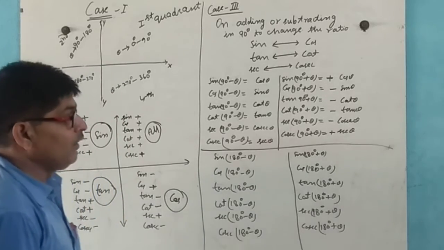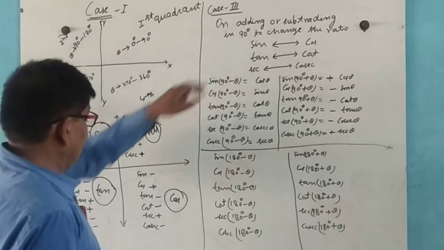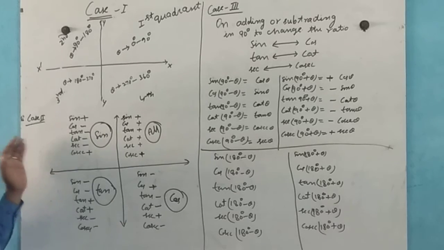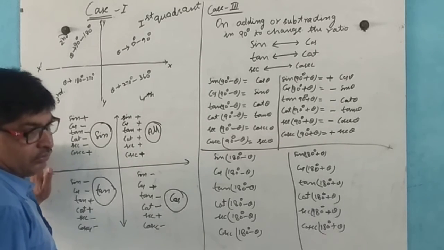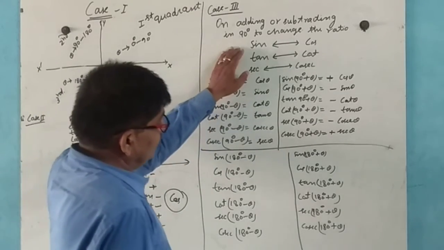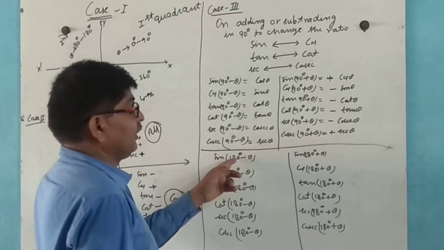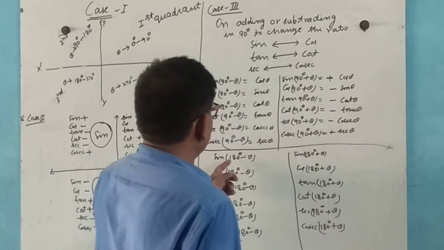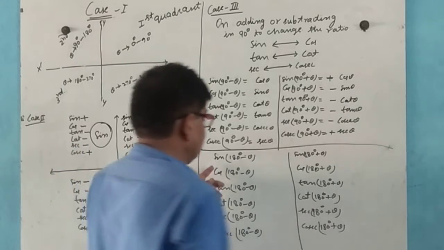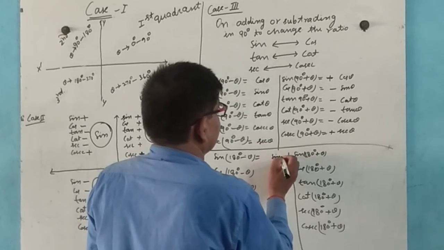Now we have two main parts, case third and case second. With the help of case second, we check the sign. Now sin 180 minus theta: here only 90 degree, so sin cos tan cot sec cosec have no change. This is sin of 180 degree minus theta, this is sin theta.